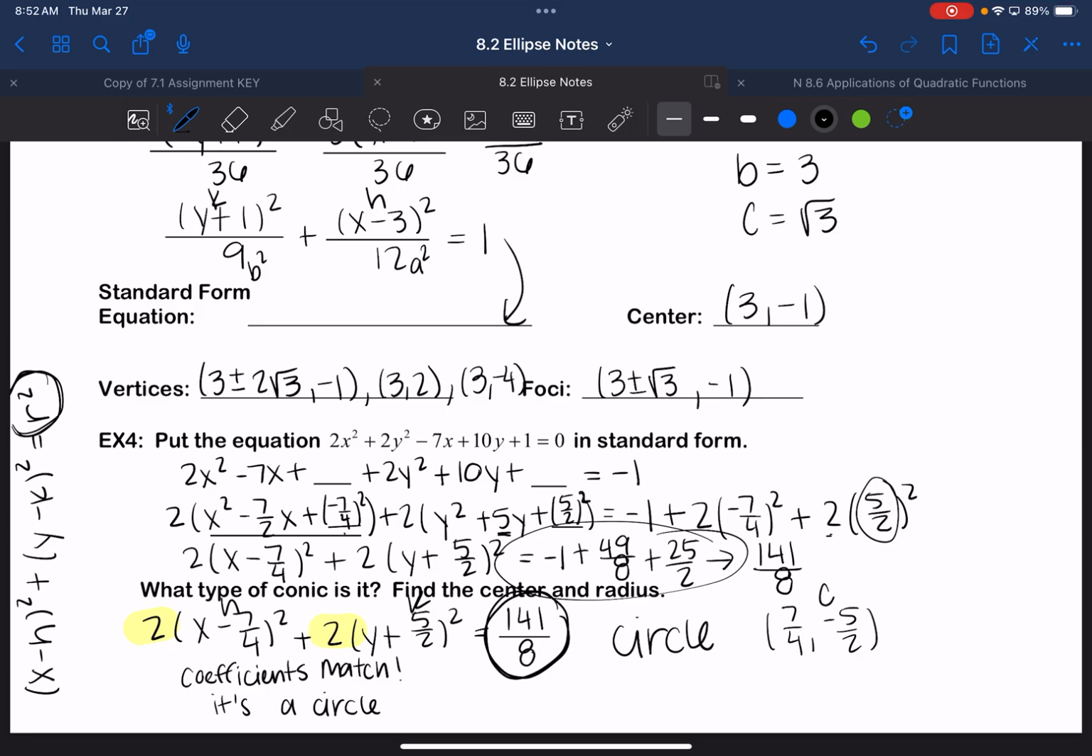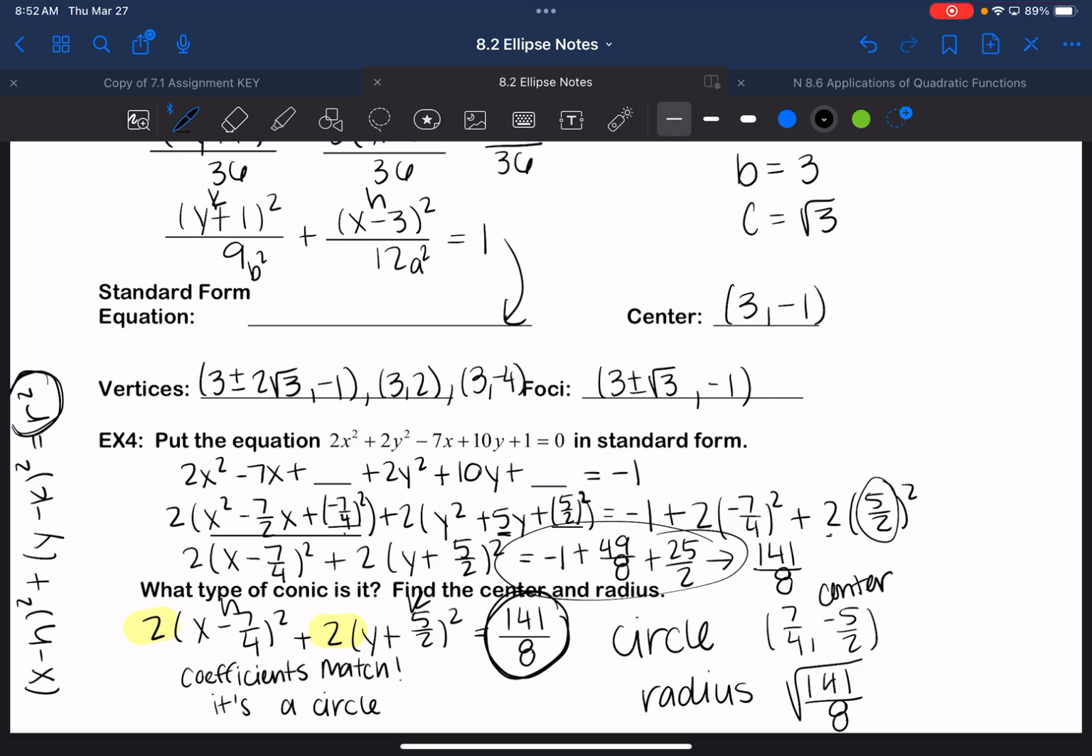Right. Okay, so my radius is just the square root of 141 over 8. If that actually simplified, like if there was a square root of 141, then we would simplify, but we can't do that. All right.